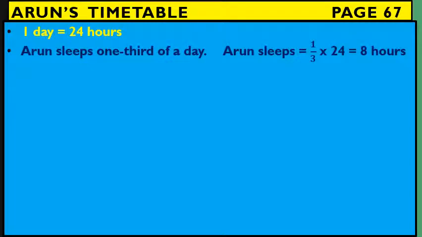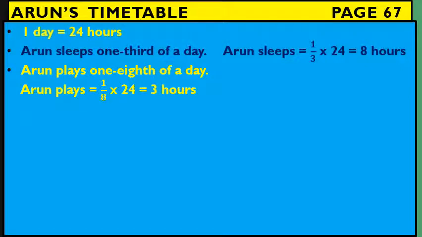Good. That much sleep everyone requires. So, it is not too much. Now, Arun spends 1/8 of a day in playing. So, total hours spent in playing are 1/8 of 24. That is 24 divided by 8 is 3 hours. So, Arun spends 3 hours in playing. That is also a good ratio, since physical exercise is also required for keeping the body healthy.